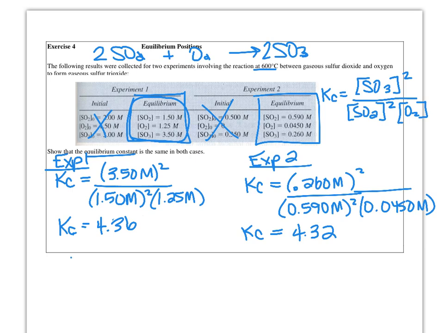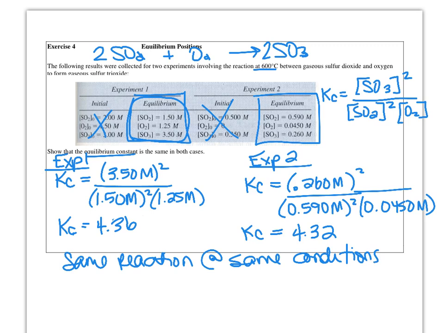So because it's the same reaction at the same conditions of temperature, the K constant is exactly what we say it is, right? The K constant is the same. That's the key here. All right.